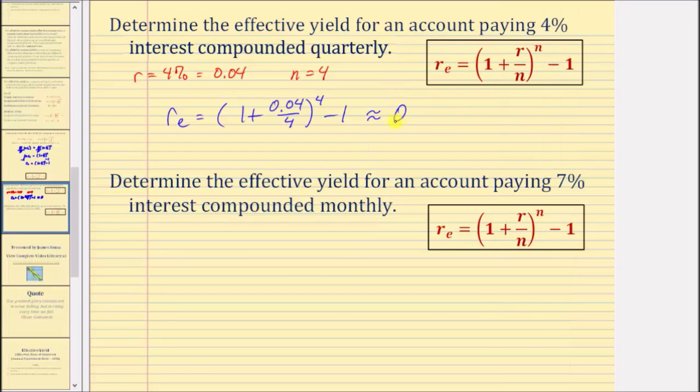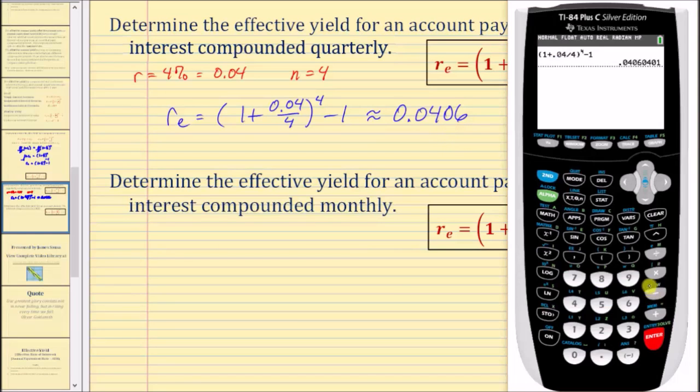As a decimal, we have approximately 0.0406. We do want to convert this to a percentage by multiplying by 100 and adding a percent sign, times 100. Notice how I typed in 1,000, so left arrow delete. Now we have 100, enter. So the effective yield is approximately 4.06%.